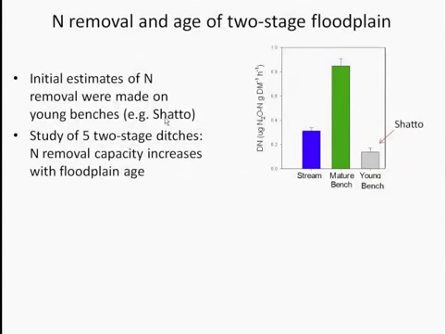All right, in addition to studying Shadow ditch, we also studied 5 other two-stage ditches in the tri-state area, but all of those scaling-up estimates that we made were just with Shadow ditch. We found when we studied these other ditches that the N removal capacity of the floodplains increased with age. Over here, this is what Shadow ditch was averaging for denitrification rates. Here's the mean of all the in-stream denitrification rates. And then here's what's happening on some of those older systems. This is just about a 6-times increase in denitrification rate on those older ditches.